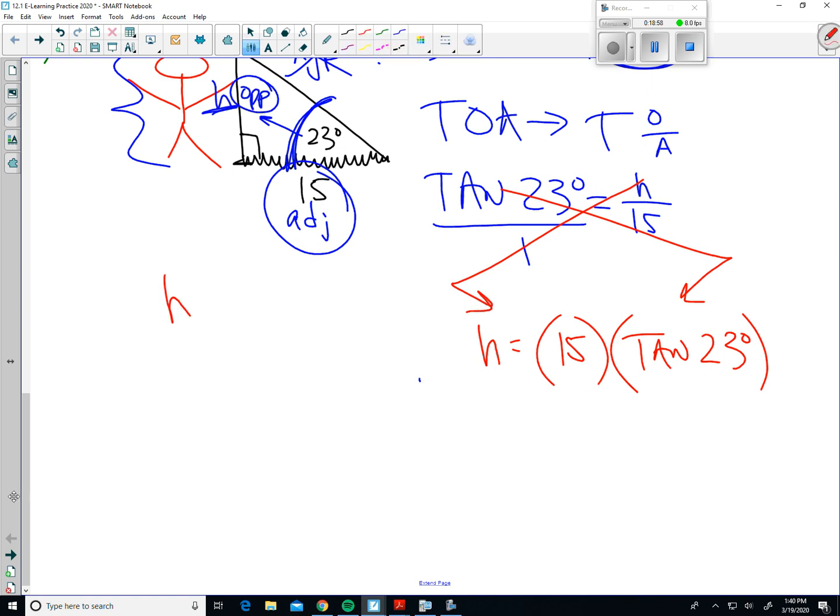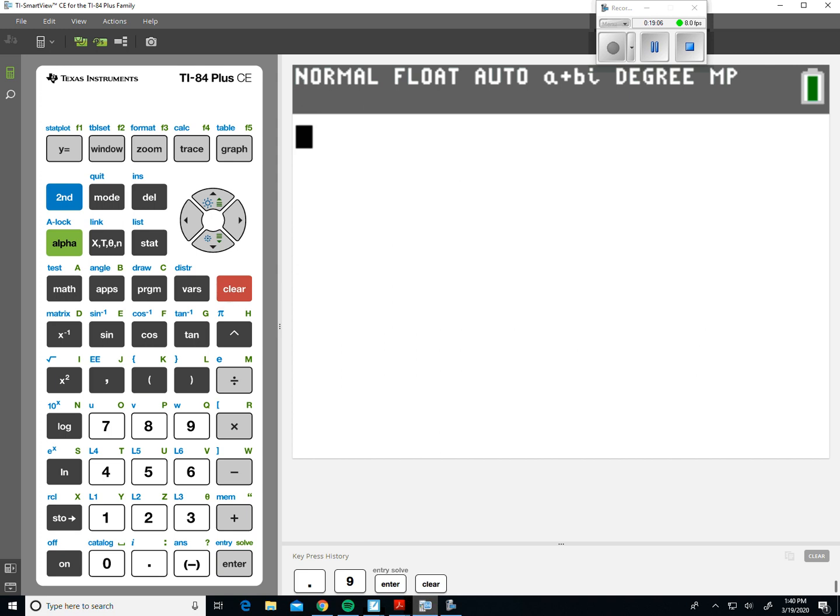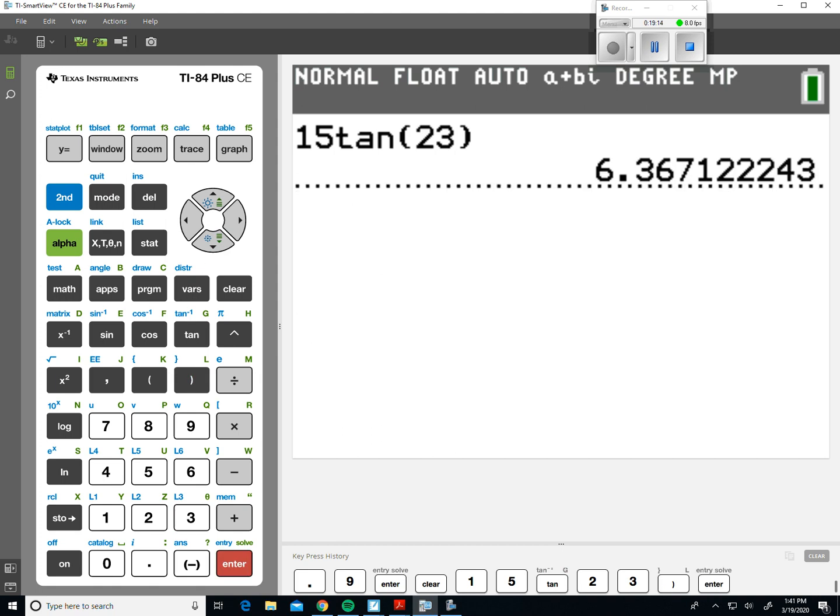How tall do we think Joe is? How tall is the average man? Maybe about 6 feet tall. Let's check it out, right? So on your calculator, we're now taking 15, and we're multiplying it by the tangent of that 23-degree angle. And he's about 6.367 feet tall. If you don't mind, I'm going to call that about 6.4.